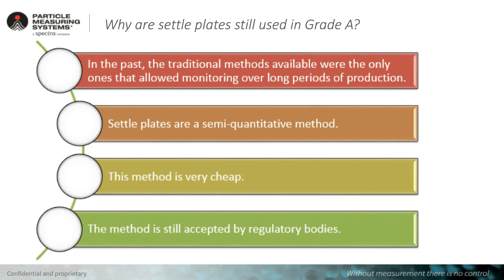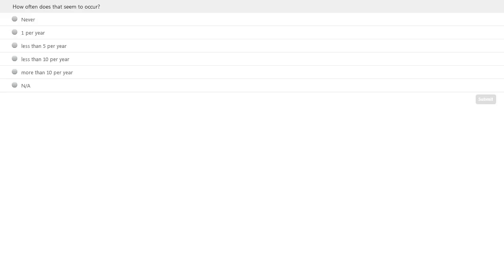So in the past, the traditional methods available were the only ones that allowed monitoring over long periods of production. So these methodologies were the only way to monitor for a longer time, and that was considered one of the main reasons to use them. They were still somehow quantitative and, of course, very cheap. In reality, regulatory bodies still accept these methodologies and sometimes even request them. So these are the main reasons why settle plates are still used in clean rooms and in critical environments.